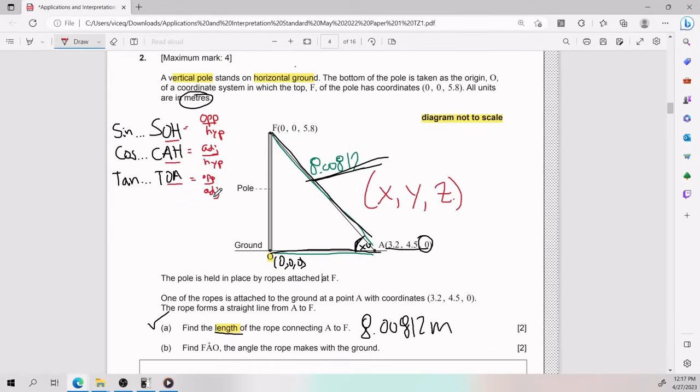See? Alright, so what do I have right now in respects to this angle that can help me figure it out? Right now, I only have one side. I have this side here, 8.00812. So what side is that in respects to this angle? Well, looking at my triangle and how it looks, it would be my hypotenuse.